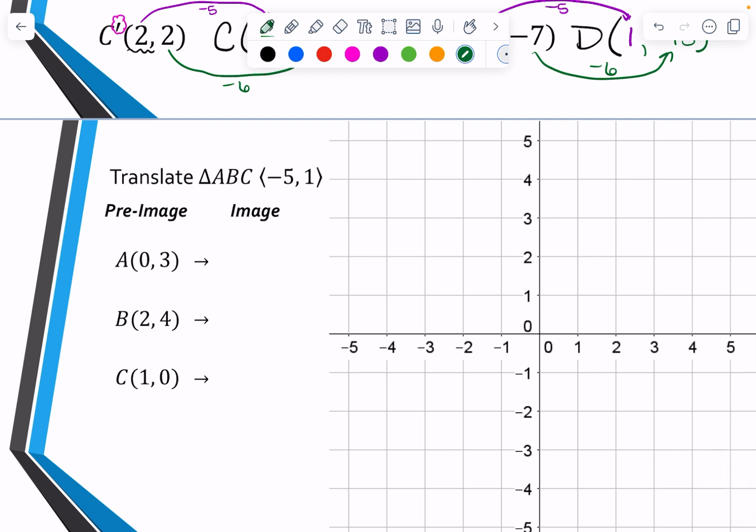All right, so let's try it now on a graph. What we're going to do is find both the pre-image and the image after we have a translation of -5, 1. So I'm going to start off graphing the pre-image. So 0, 3, make sure you're marking your vertices. A is at 0, 3, B is at 2, 4, and C is at 1, 0. And I'm just going to connect those real quick.